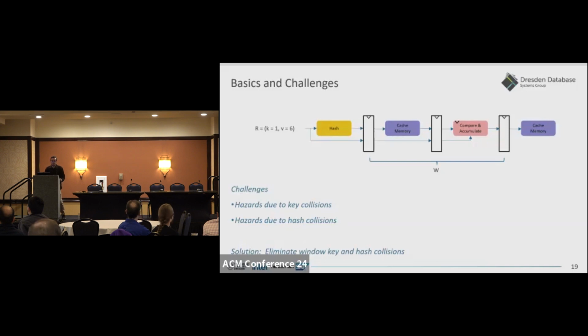Now there are some solutions to this problem. The one we propose is application specific, and so here's the idea. Let's say this cache has a pipeline of depth W. So it takes W clock cycles to go through the cache and update the targeted set. Now, if I make sure that within my stream of incoming rows, within every window of W rows, there are no key or hash collisions, then the cache does not need to deal with these types of hazards. So here's what we propose.